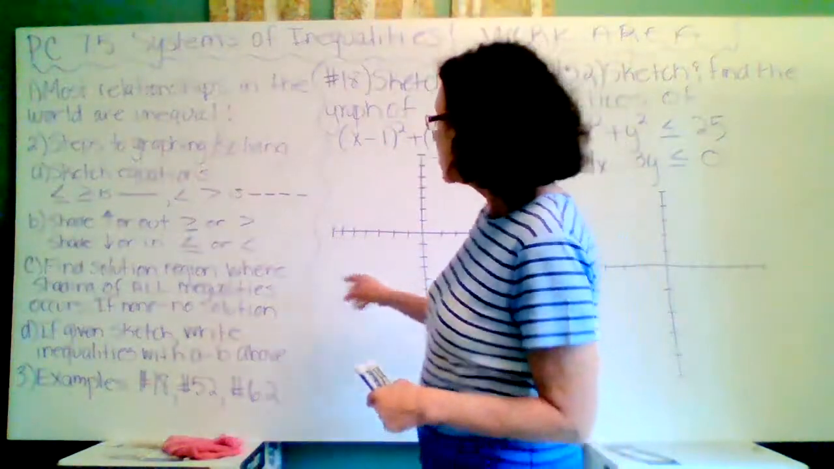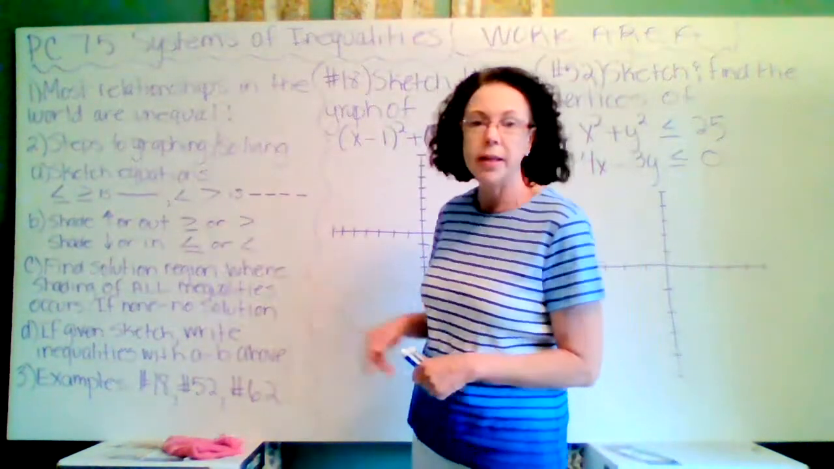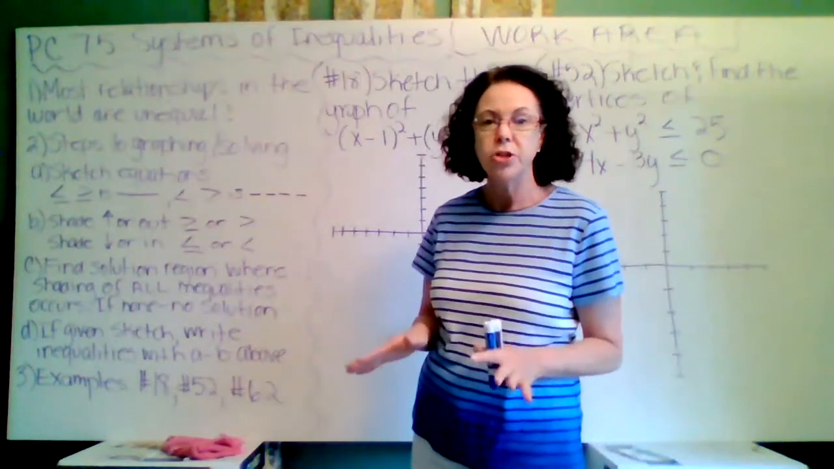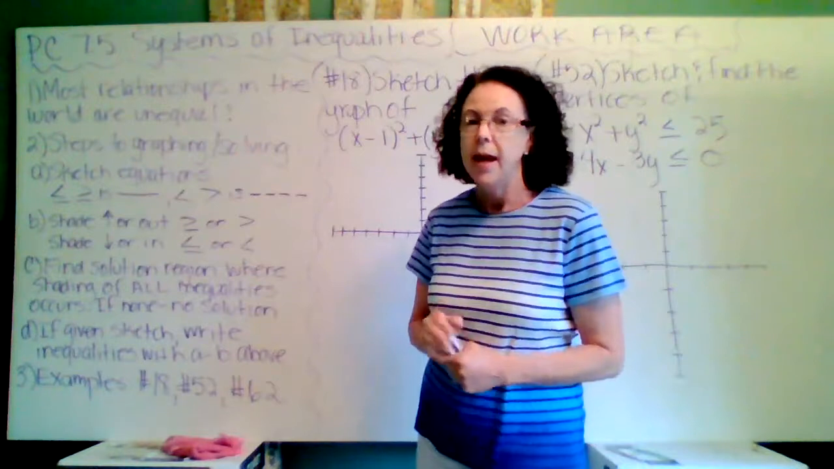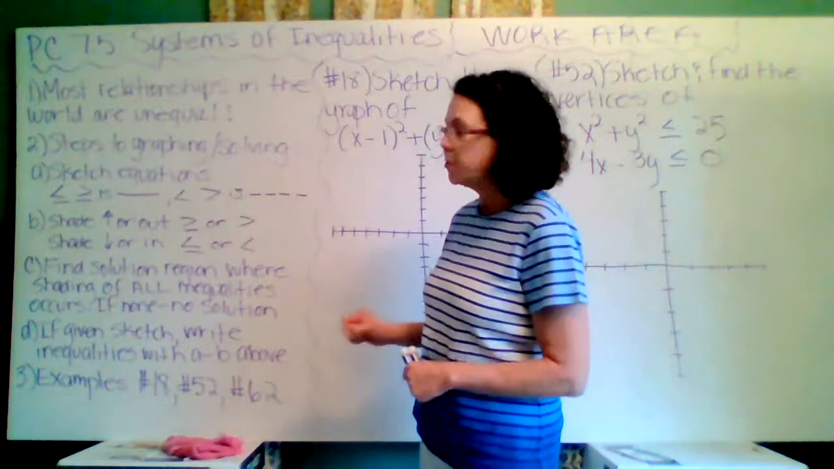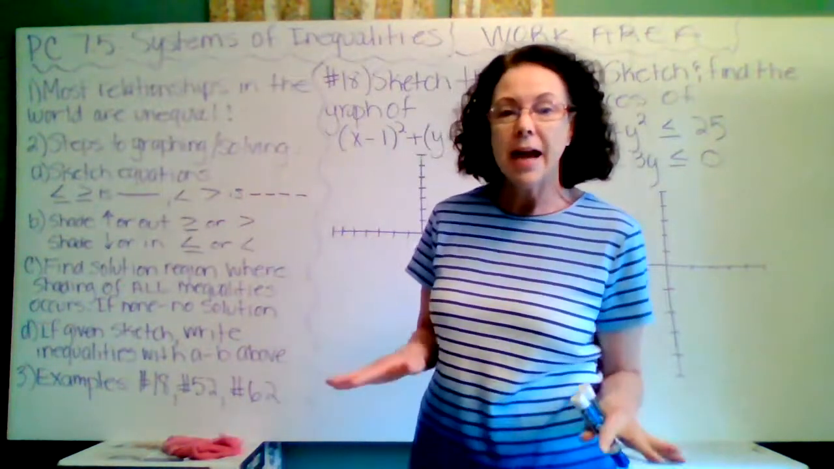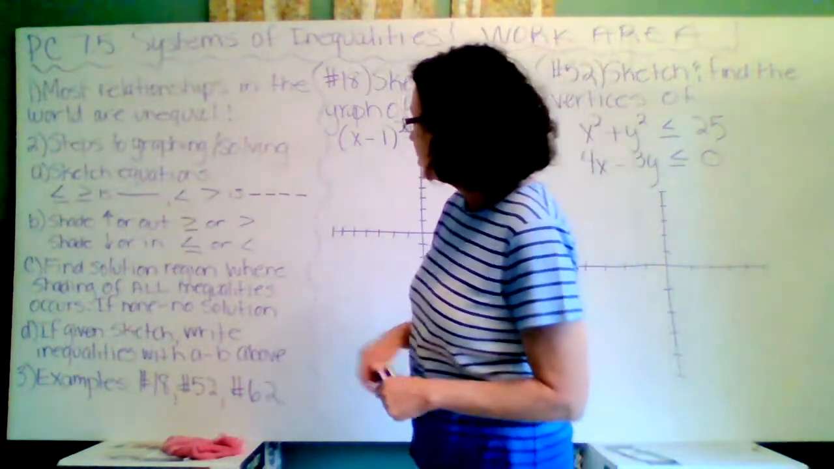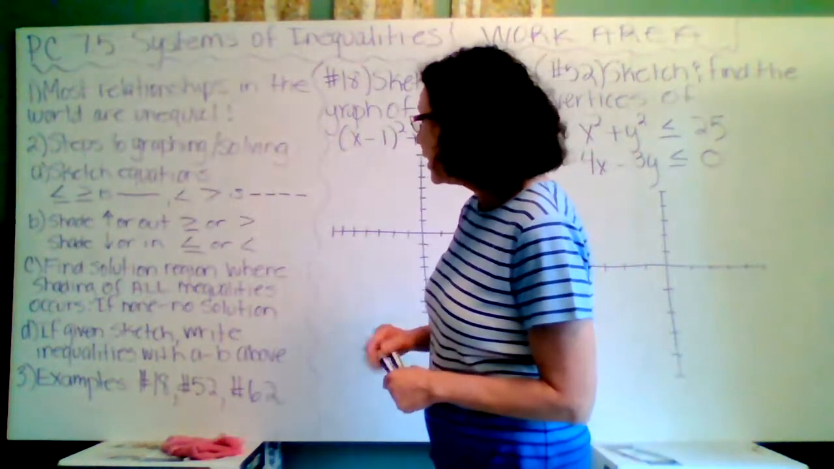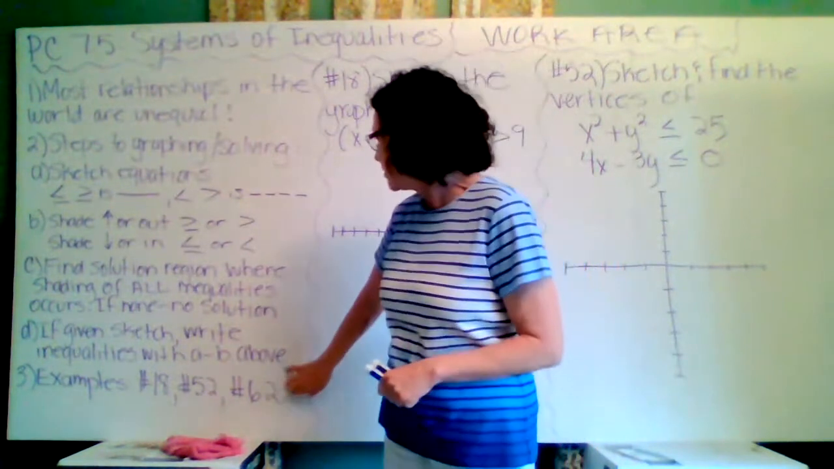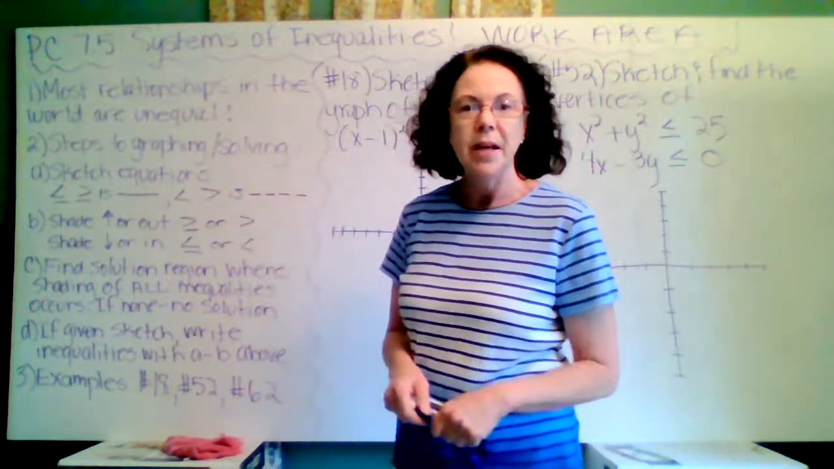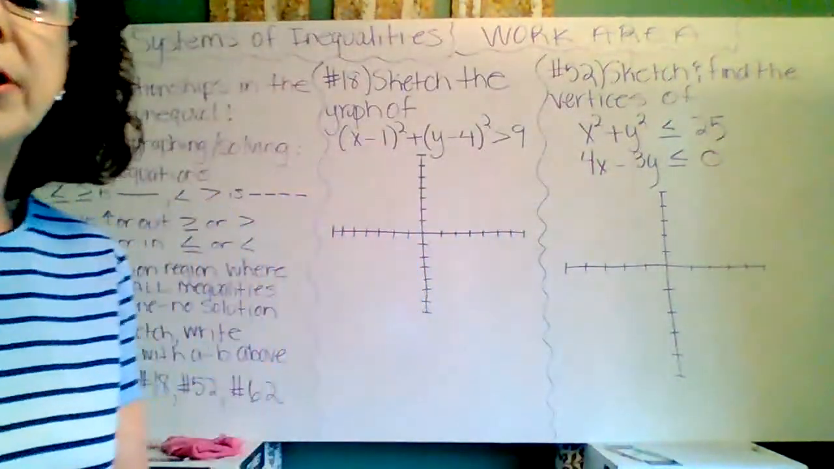Okay. So then we'll find the solution region where the shading of all the inequalities occur. If you have two inequalities, your solution region is where you have double shading. If you have three inequalities, your solution region lies where triple shading is. And if that does not occur, if there's no region with double or triple shading, then there's no solution. And if we've been given a sketch, like on number 62, we're going to write the inequalities using A and B above. So let's take a look at number 18.